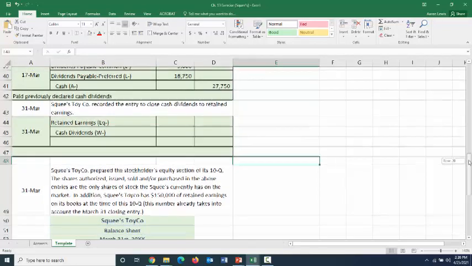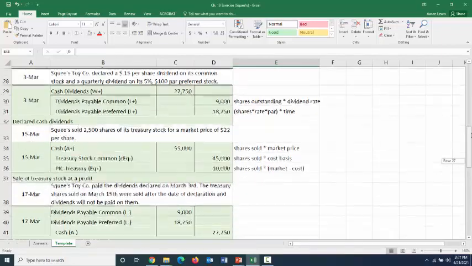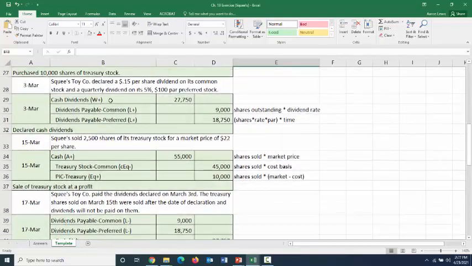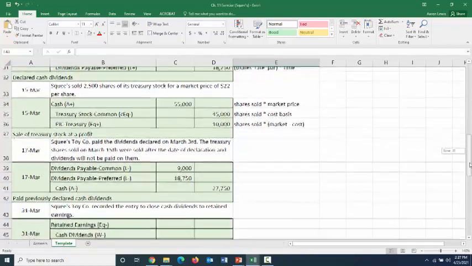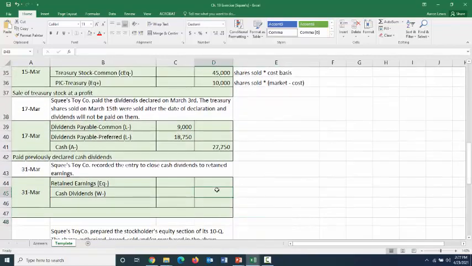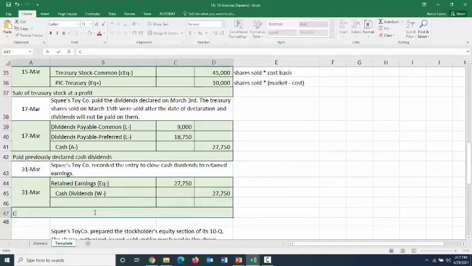So if we go back and look at our prior entries, we see that we only use the cash dividends account in one entry, and that was on March 3rd, where we debited it for $27,750. That account therefore has a balance of $27,750 at this time. To reduce it to 0, we just need to credit it for the same amount. So to close our cash dividends account, we are going to credit cash dividends for $27,750 and debit retained earnings for that same amount. And when we do, we close our cash dividends to retained earnings.